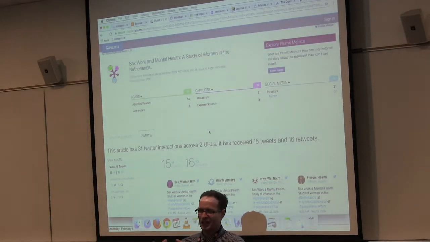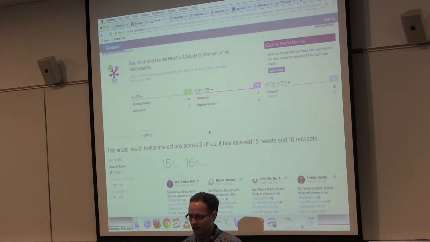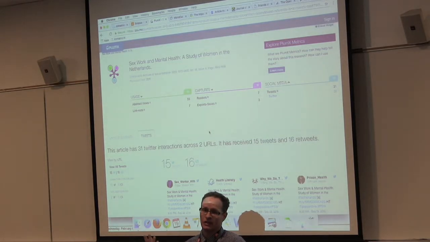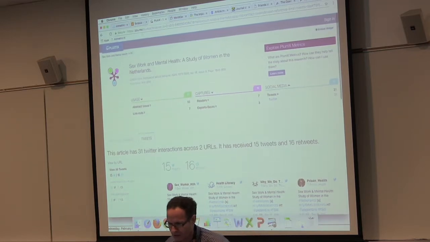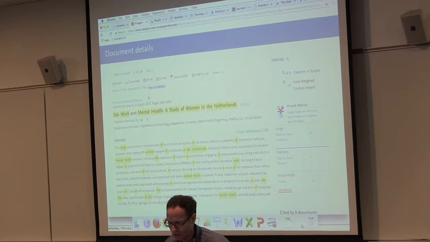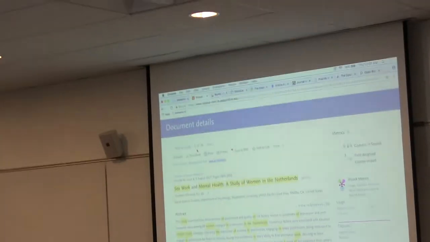Every researcher is going to come up with different types of metrics. If you're a chemistry professor, you're probably not going to have the tweets, but for her it's relevant. If you're working on something like cyberbullying, maybe social media would be relevant. I'm going to do one last search here. I'm going to go back to Scopus and.